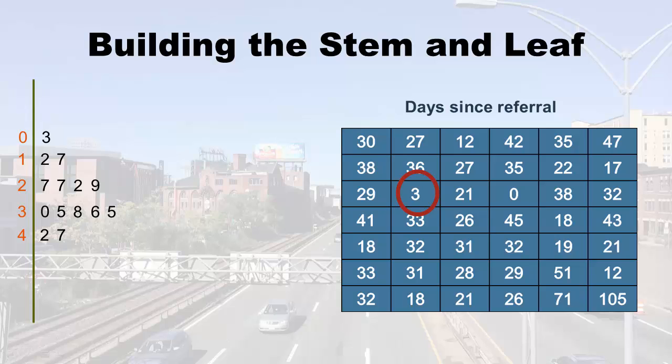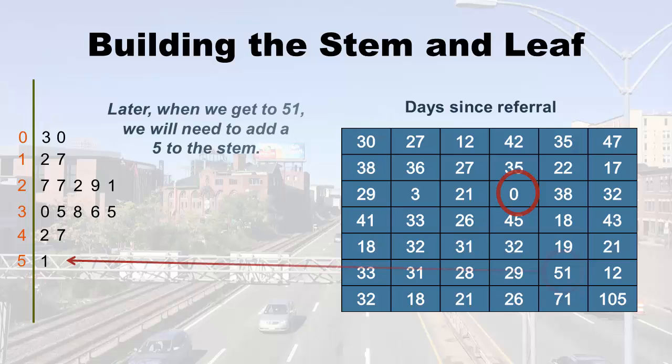And then you can already guess how to do the 21 next. We'll just tack a 1 onto the 2 leaf. But then when we get to the next 0, we just add a 0 onto the 0 leaf. So you can probably figure out how to pile up all of these.